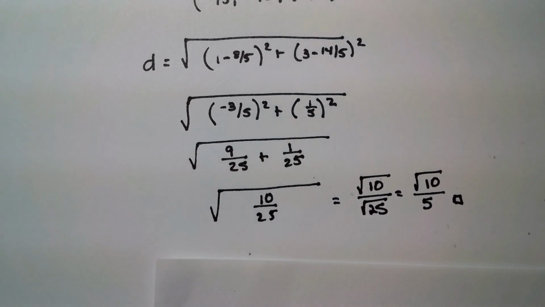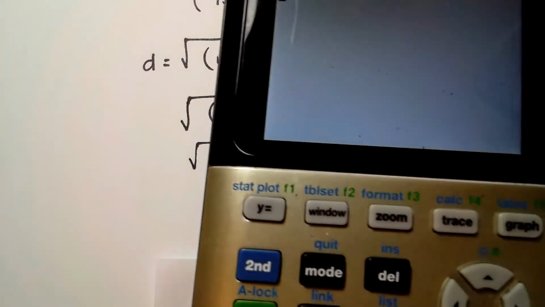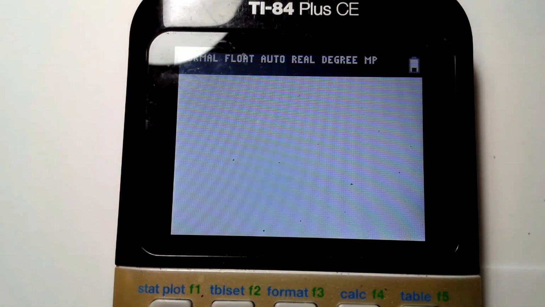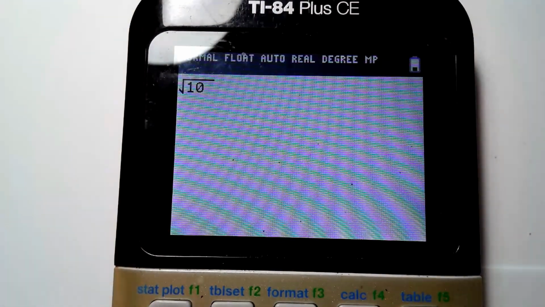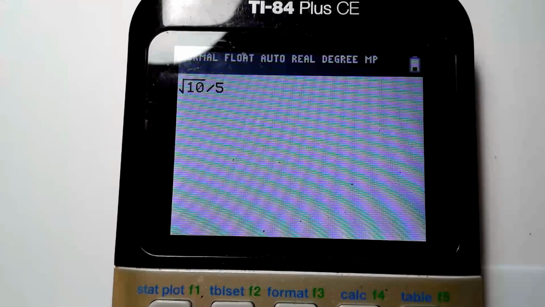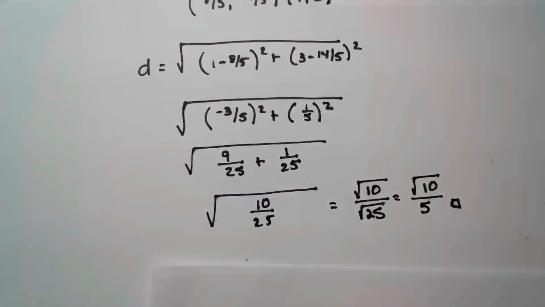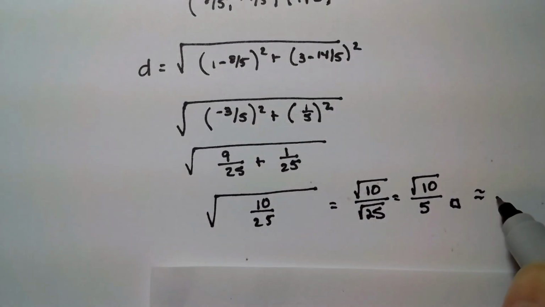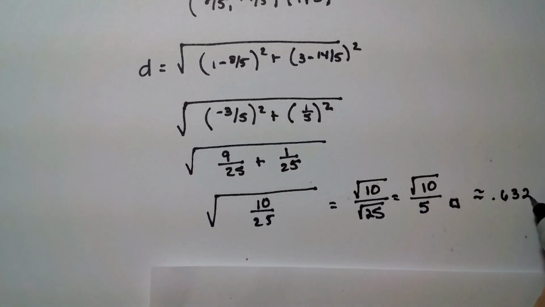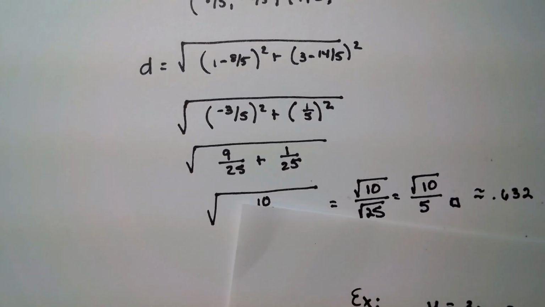Now if I put that into my calculator, I have the calculator there. If I do the square root of 10 divided by 5, it's about 0.632. So this is a very tiny number, a very tiny distance, and you could even say that that's approximately equal to 0.632. Okay? Very tiny. That's how you find the distance between a line and a point not on the line.